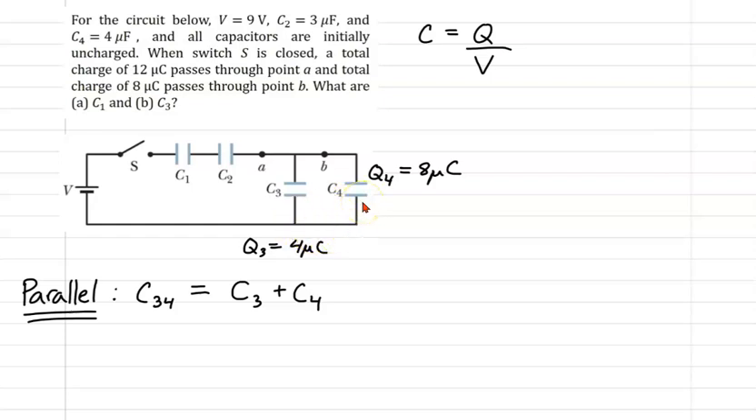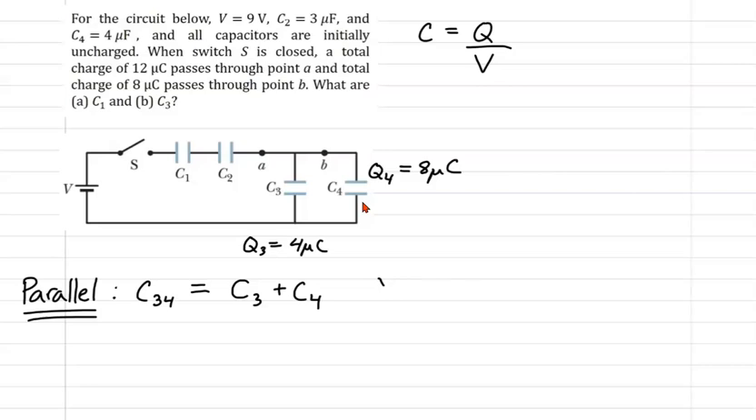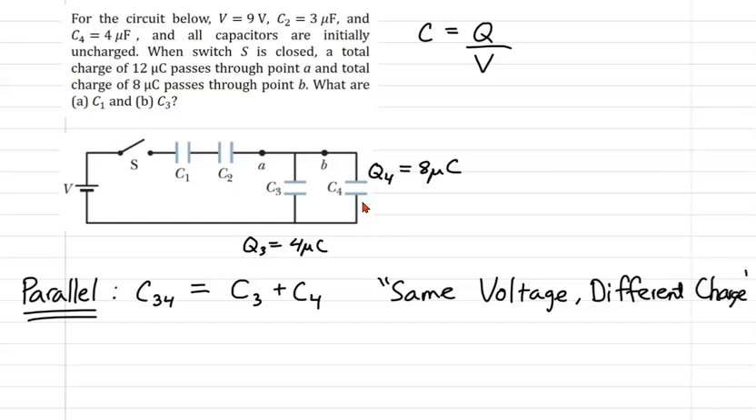So the phrase that you should remember is same voltage, different charge. The voltages across C3 and C4 are the same. That means V3 equals V4, but Q3 is not equal to Q4 if C3 and C4 are not equal.